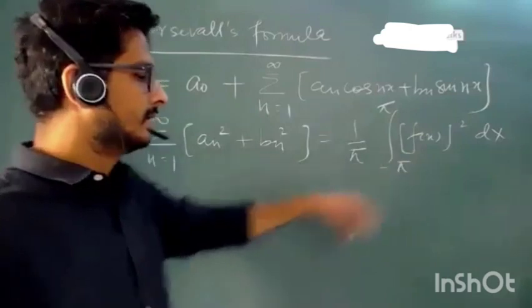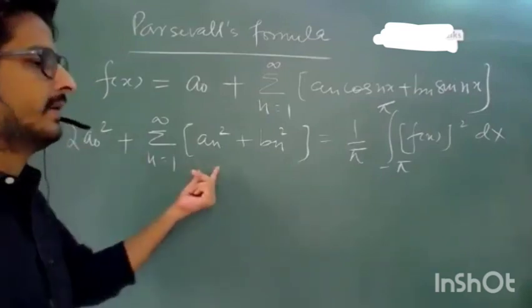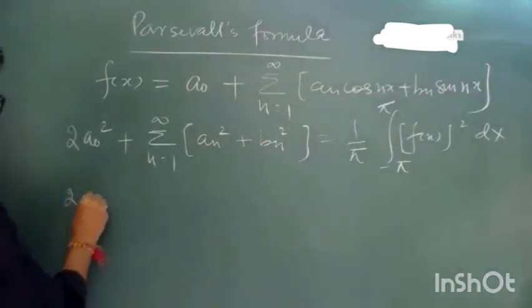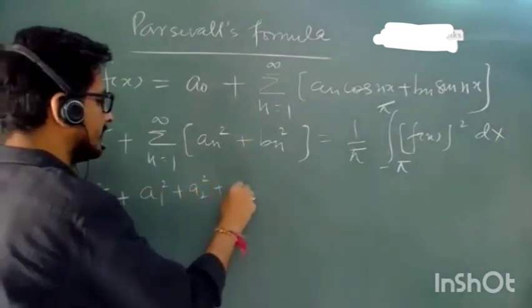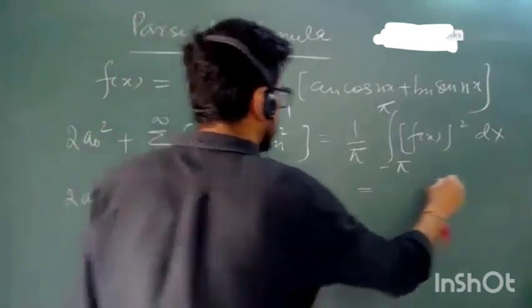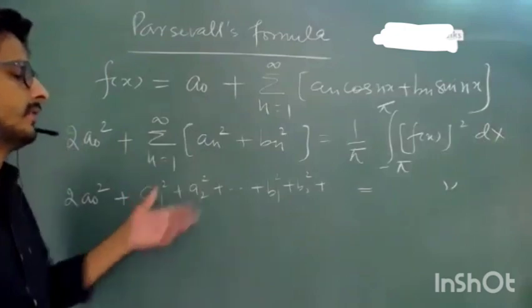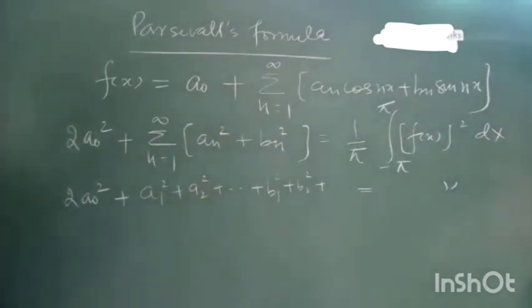If f(x) is odd, then what will happen on this side? This a naught and a_n will not be there. Only b_n is there. So in general, it is like this: 2a naught square plus a1 square plus a2 square plus and so on, plus b1 square plus b2 square plus and so on, is equal to this. So whenever you see in the options squares of your coefficients, some relation between the squares of your coefficients, then you can apply this Parseval's identity. Correct?